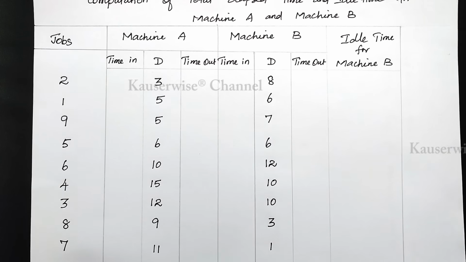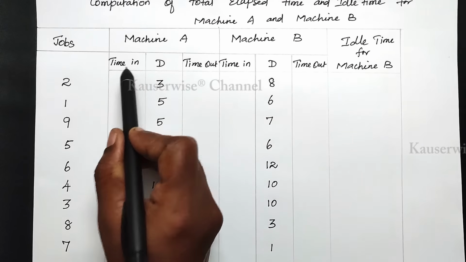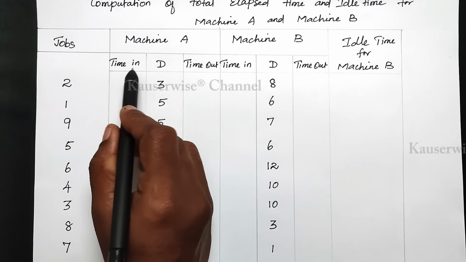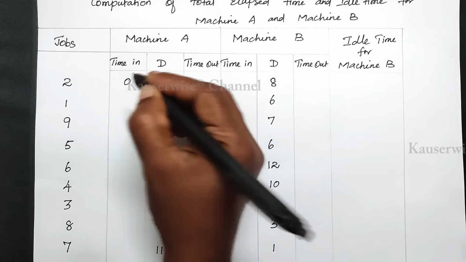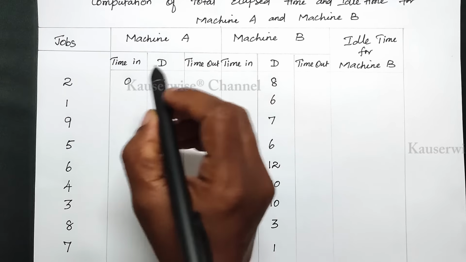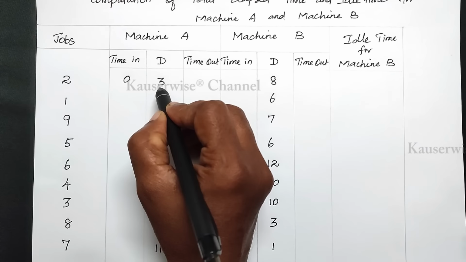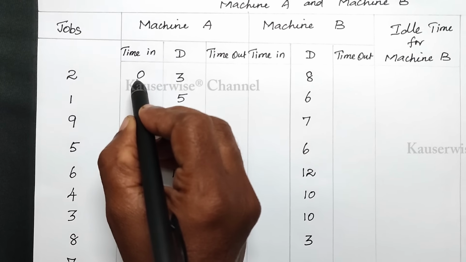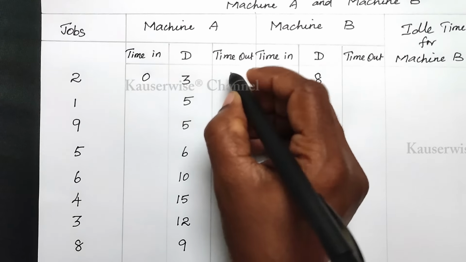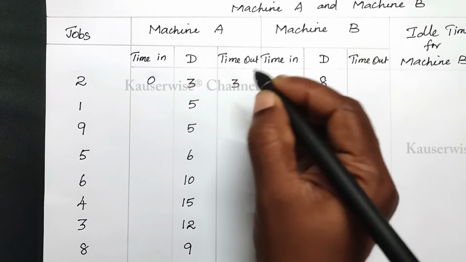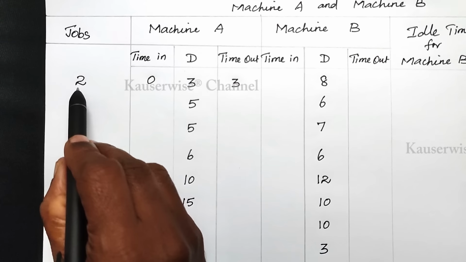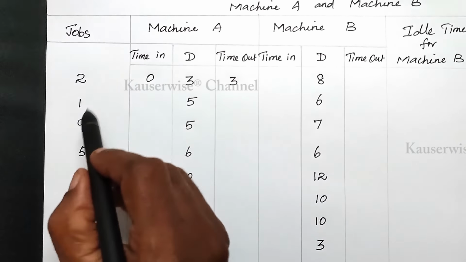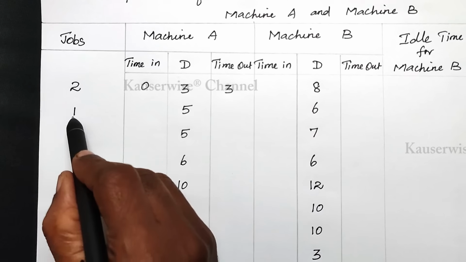So the first one is job 2, this is the first job, no? So in time is 0. Okay, how to find the out time? Starting time plus duration is equal to out time. So time in is 0, 0 plus 3, out time is 3. After processing job 2, machine A will take the second job. The next job is job 1.